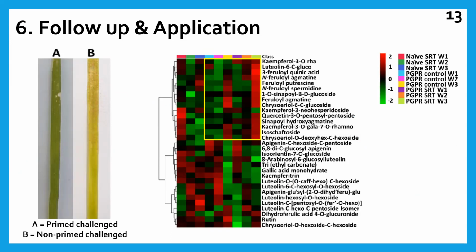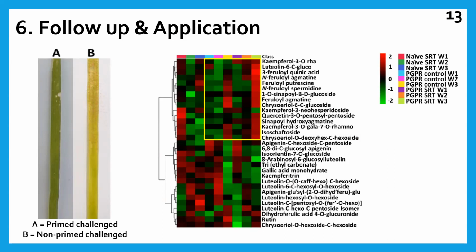The heat map that you see was basically the different treatments of wheat plants that are susceptible to stripe rust. So there were naive ones that were infected with stripe rust without any prior PGPR treatment. There's a control, and then there's PGPR-treated wheat plants that were then infected with stripe rust. This was done over a 3-week period.